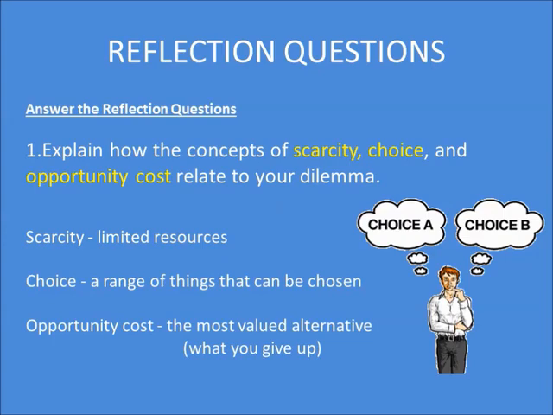When you look at choice, it's the range of things that could be chosen. And lastly, your opportunity cost. It's the most valued alternative. It's what you gave up. If you choose to do A, what did you give up with B? Let's look at an example.